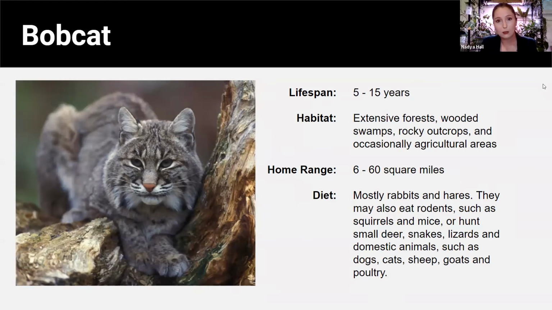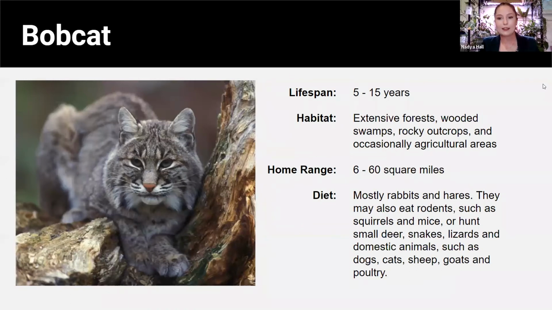I'm not going to say it's because they're a little bit smarter, but it might be that they know how to stay out of the way. So they're going to live 5 to 15 years. Again, the first couple of years, really difficult for animals. It's really incredible for them to live past their first year. They're going to be looking for those larger forest patches, the wooded swamps, rocky outcrops, and occasionally agricultural areas because those are the areas that draw the mice and other parts of their diet.